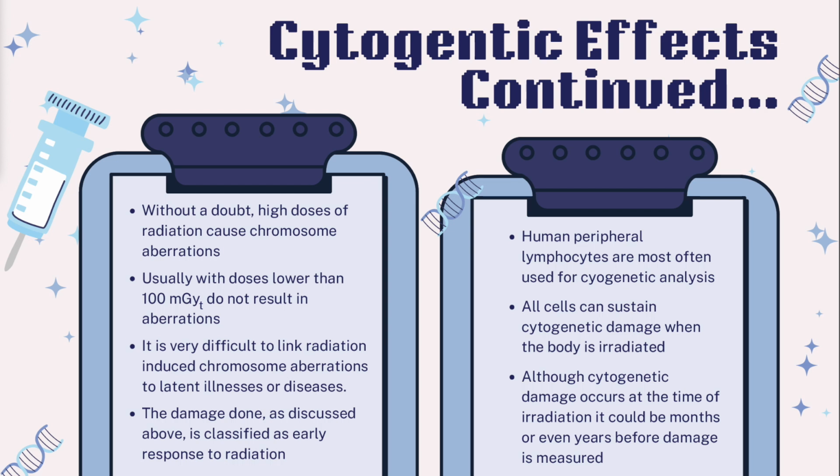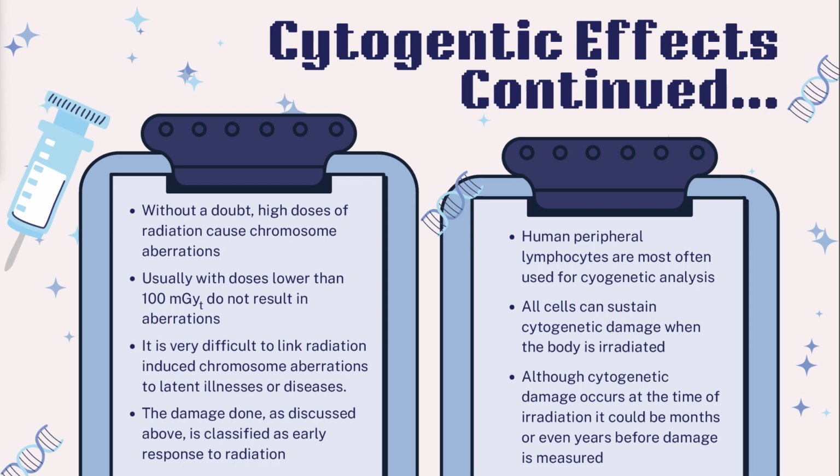A latent disease is an illness or disease that can stay inactive in the body for a long time before symptoms start to appear. Cells can sustain cytogenetic damage anytime the body is irradiated. It is just easier to distinguish the damage with high doses. The damage that occurs is classified as an early response to radiation. An early response to radiation can be one that occurs in minutes, hours, or even days after exposure.